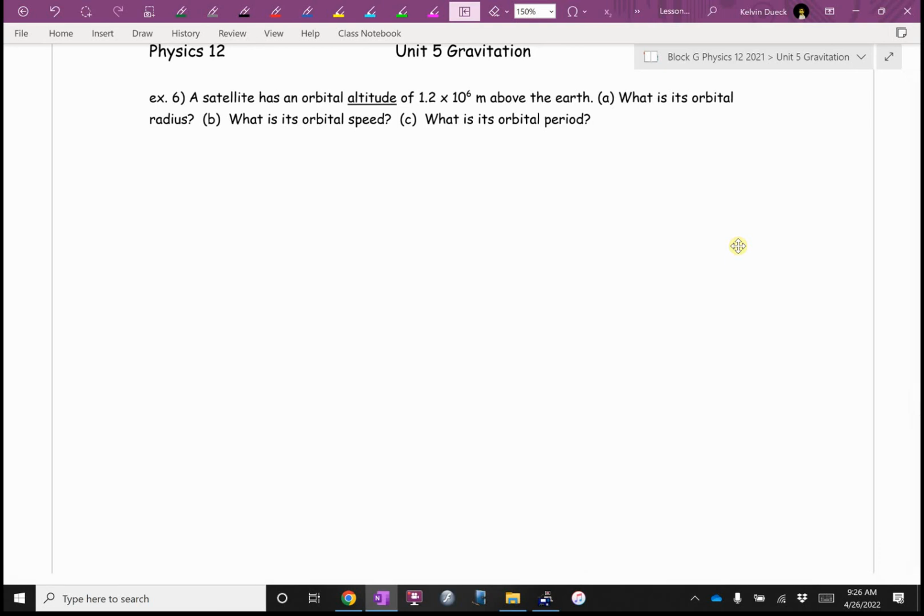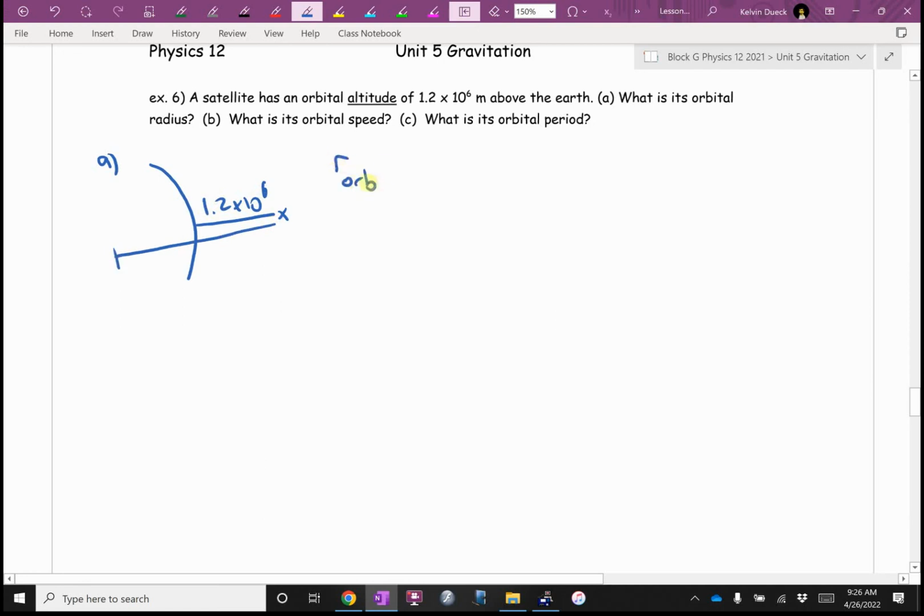A satellite has an orbital altitude of 1.2 times 10 to the 6 meters above the Earth. Okay. Cool. Sarah, what's A want me to find? Isn't that 1.2 times 10 to the 6th? Here's the Earth. Here is 1.2 times 10 to the 6th. I want orbital radius. I guess our orbital radius is going to be 1.2 times 10 to the 6th plus the radius of the Earth, which is what? 7.58 times 10 to the 6th, I think, but double check me.